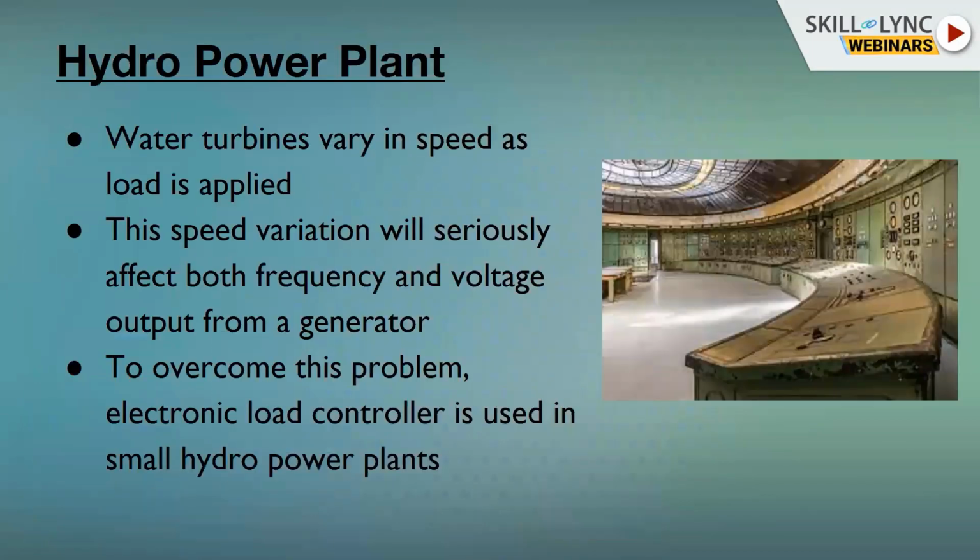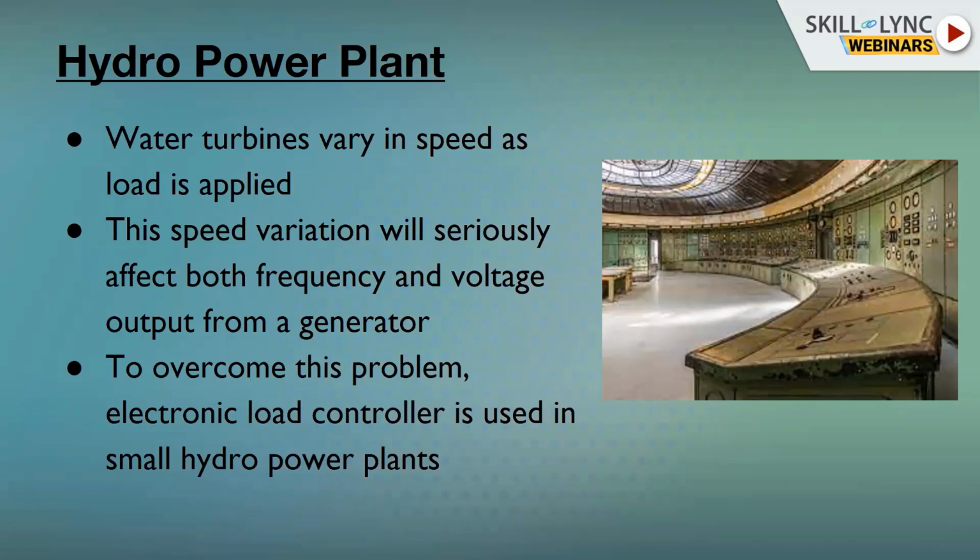And you can see here, in this picture, there is a control room. In the control room, we have the electronic load controller. They give much more importance to the electronic load controller because whenever there is a difference in the frequency and the voltage output, it is going to affect the generator very much. That's why the speed variation is considered a very important consideration here, and both the frequency and voltage must be maintained correctly.